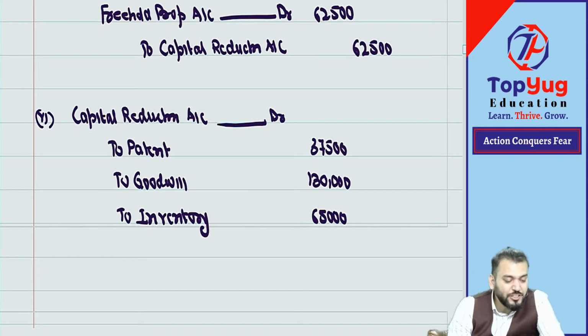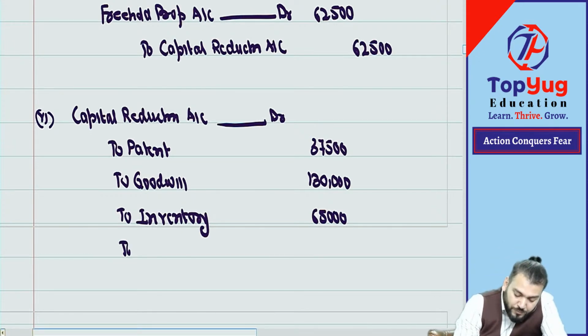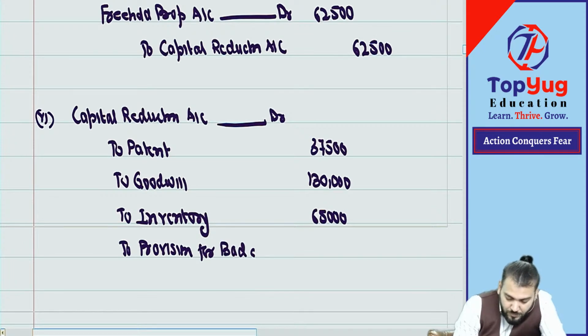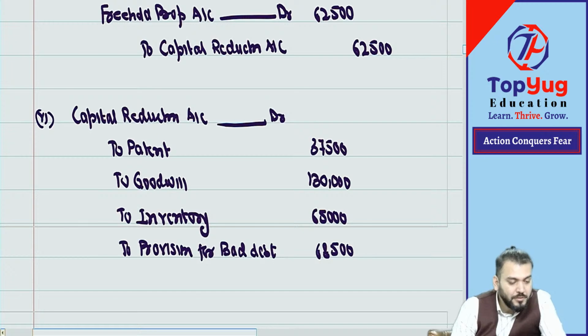Then an amount of 68,500 to be provided for bad debt. Written to provision for bad debt. How much? 68,500. Then point number 8 we have done. Point number 9, investment to be sold. So sale of investment we will do separately. Okay. So what is the total?